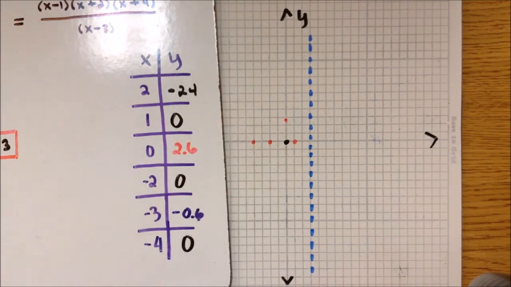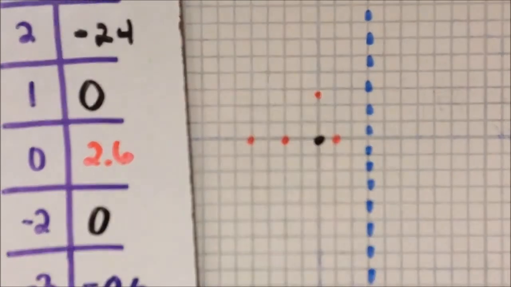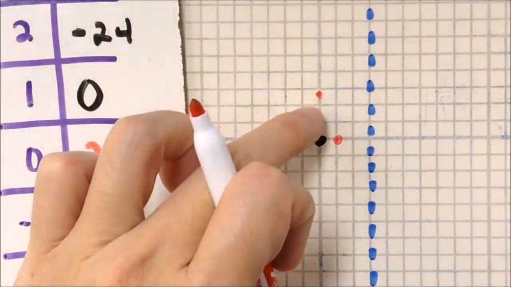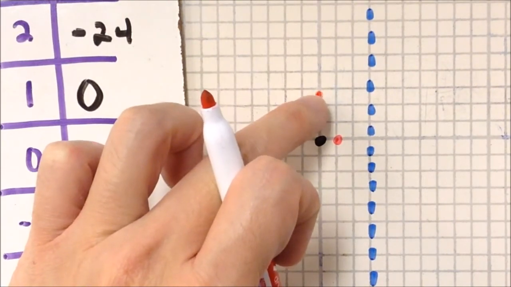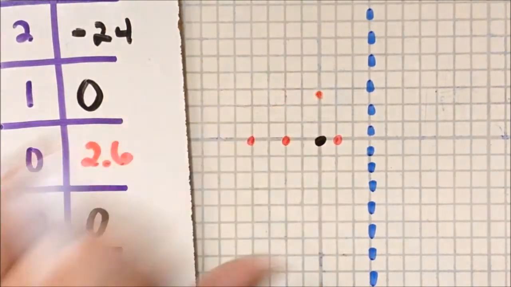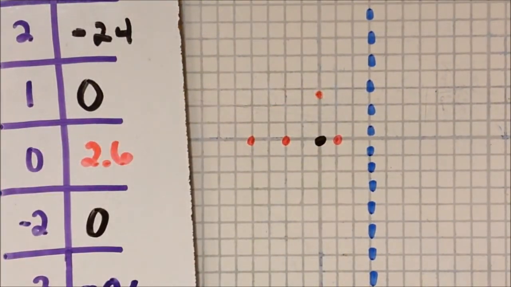And again, let me zoom in for you. Here's 2 and then here's 3. So 2.6 is between that, but it's more than halfway. So that's how you would graph a decimal value.